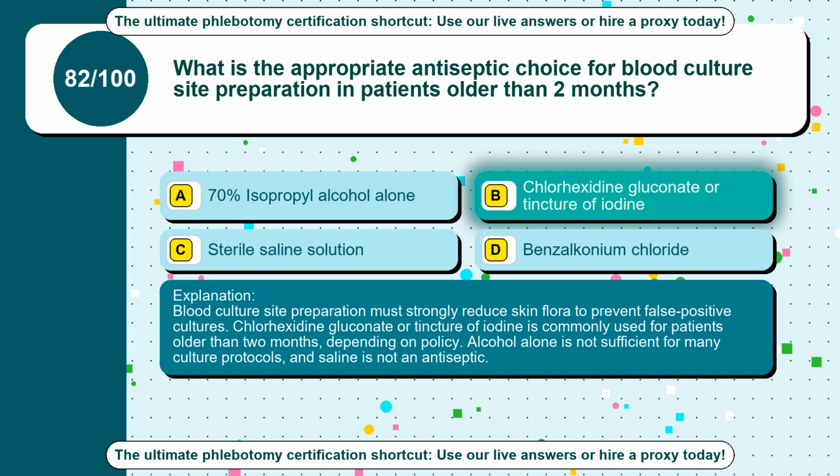Blood culture site preparation must strongly reduce skin flora to prevent false positive cultures. Chlorhexidine gluconate or tincture of iodine is commonly used for patients older than 2 months, depending on policy. Alcohol alone is not sufficient for many culture protocols, and saline is not an antiseptic.